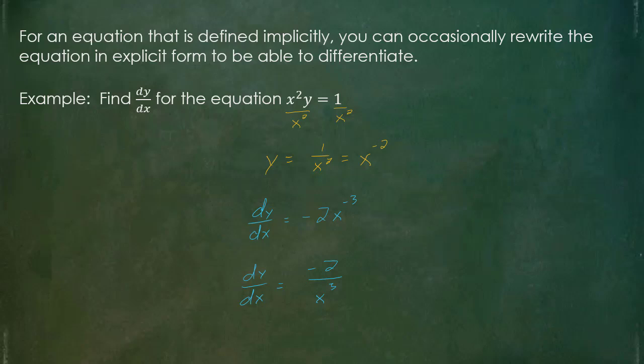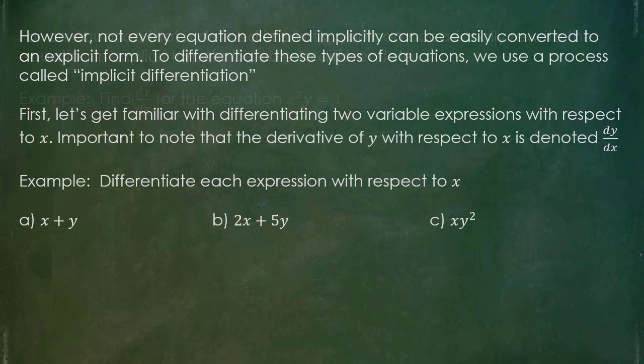But again, not every single equation is going to be as easy as this to be able to actually turn into an explicit form. So before we get going too much further, let's go ahead and explore a little bit of how I differentiate terms just with respect to x, even if the letter doesn't match. So as it says at the top here, and I just mentioned in the previous slide, not every equation is super easy to turn from implicit to explicit.